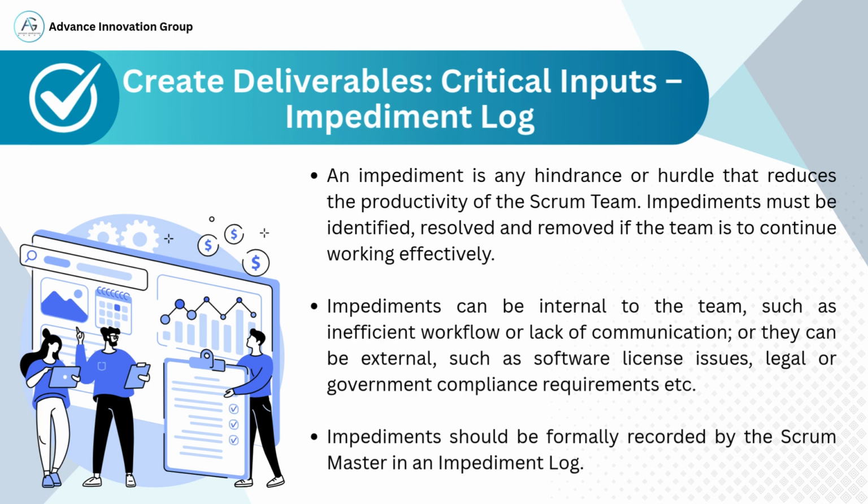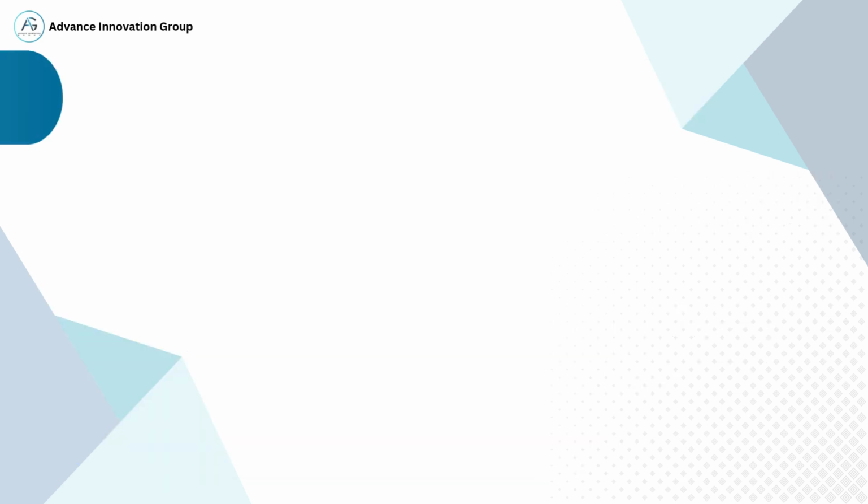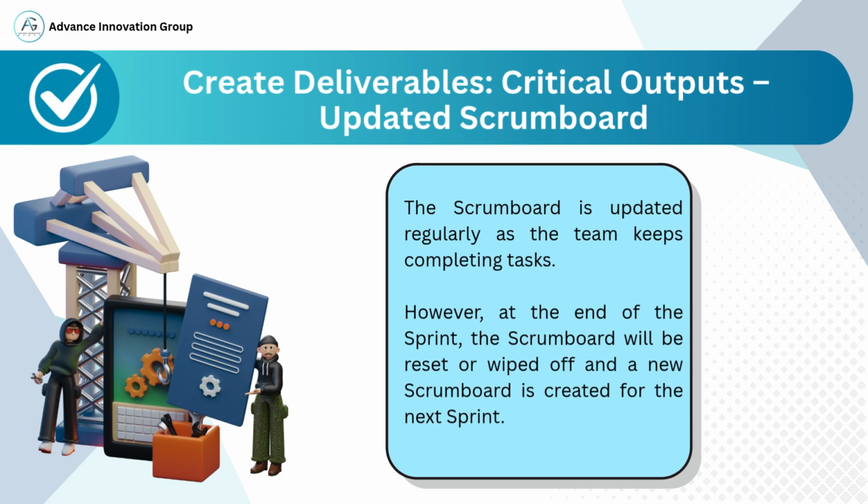By maintaining an impediment log, the Scrum team ensures nothing gets overlooked. Accountability is maintained. Timely resolution is possible, improving team performance. Now let's talk about one of the critical outputs of the Create Deliverables process, the updated Scrum Board.